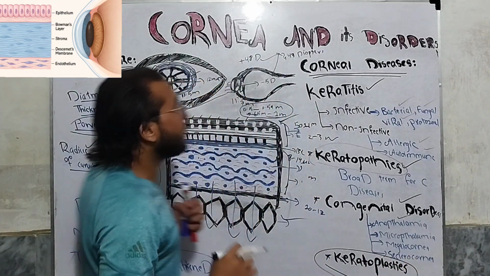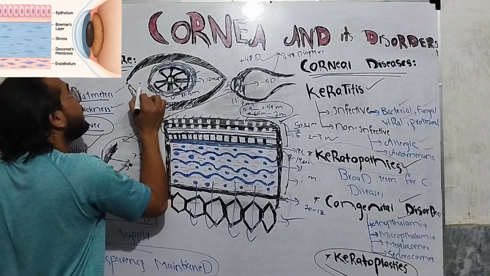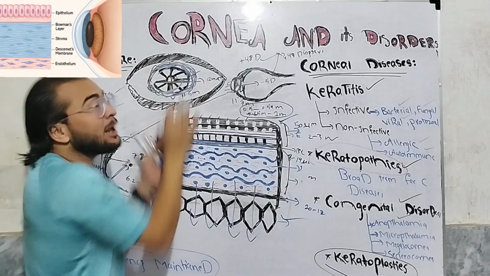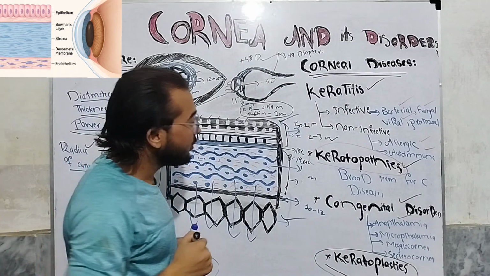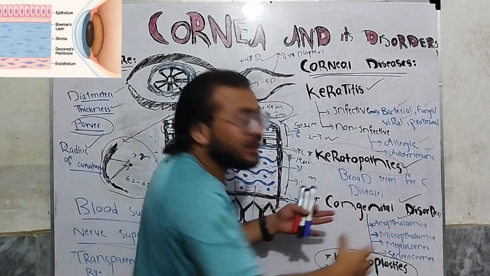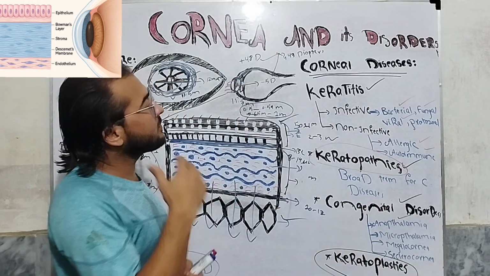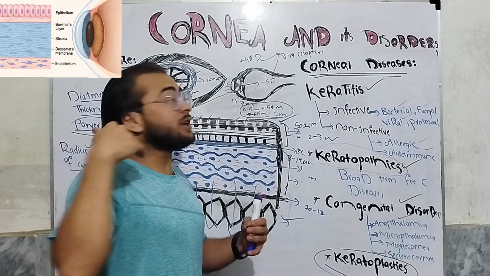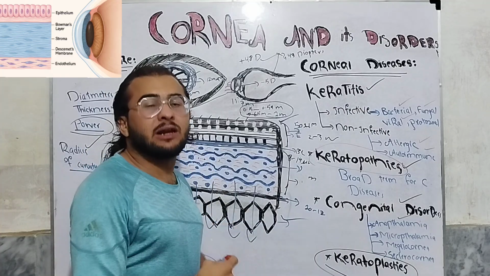And sclerocornea, in sclerocornea, the sclera will overlap over the cornea. Okay, so these are the different disorders. We will discuss these different disorders, their pathologies, their diagnosis and treatment in the upcoming lectures.